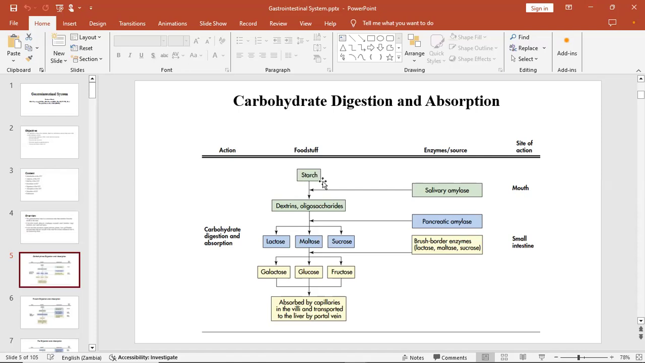So once that happens, you're going to find that starch will be acted on by this enzyme known as salivary amylase, which is going to convert it to maltose.